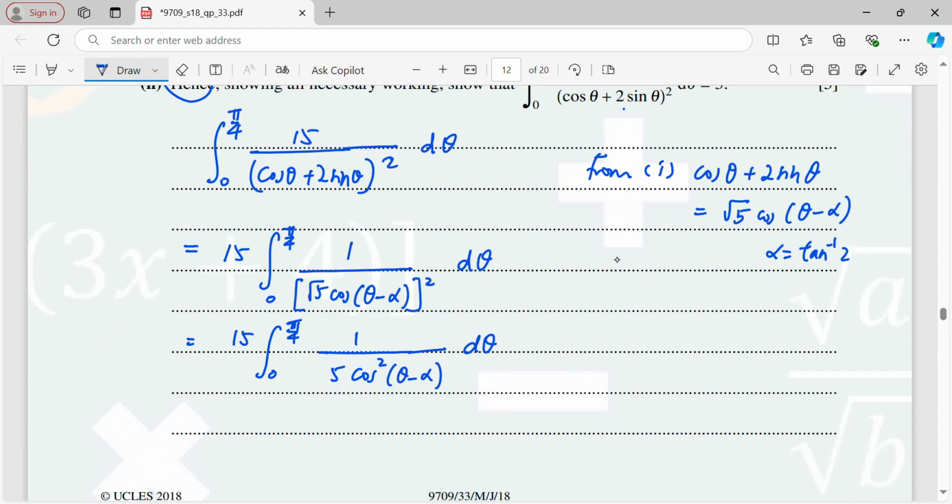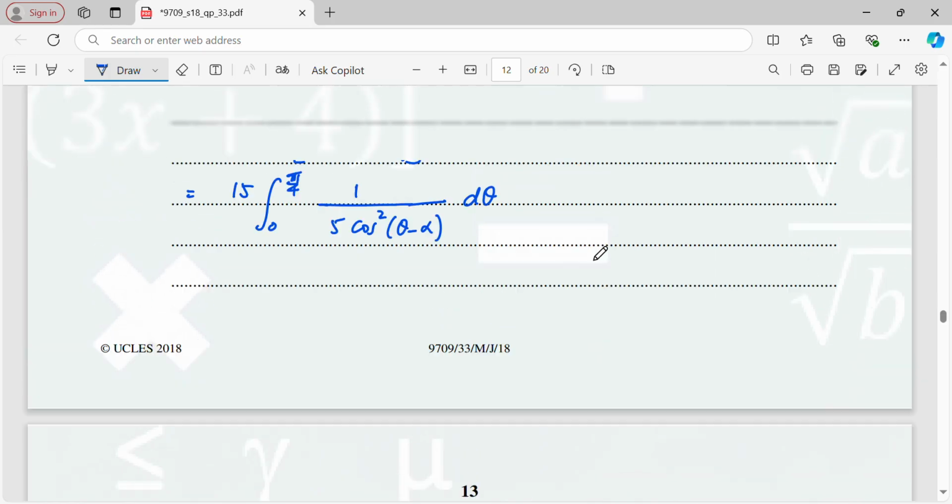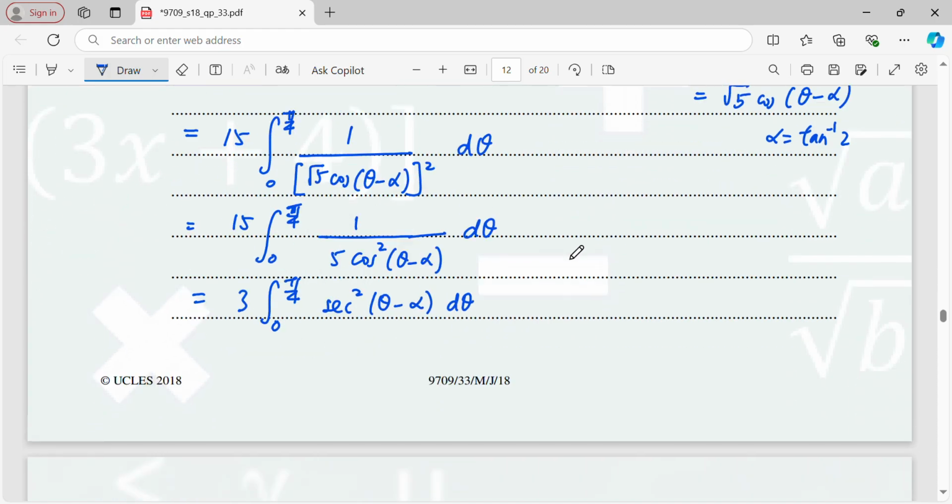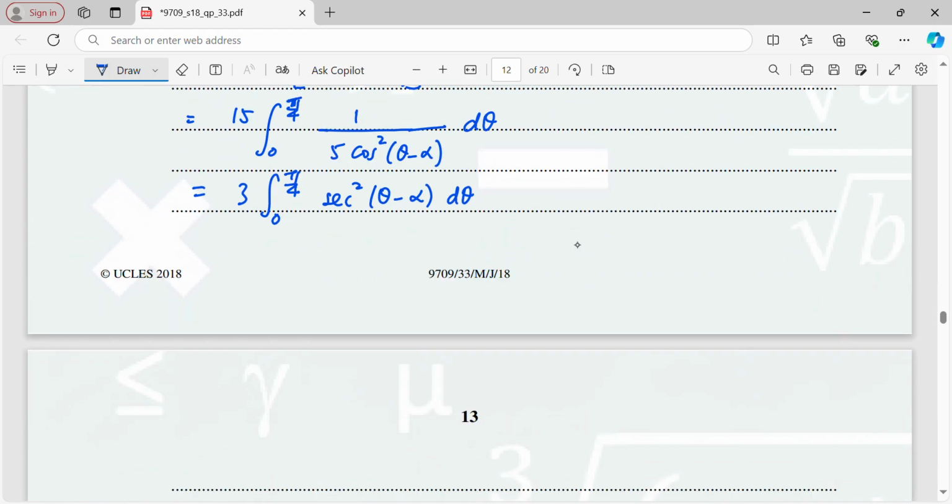Okay, and again the 5 can be taken out. So here, when I factorize the 5, it will be 15 over 5. So here I will get 3, integrate 0 to pi over 4. Now 1 over cos squared is basically secant squared. Okay, so we can integrate secant squared by using tangent.